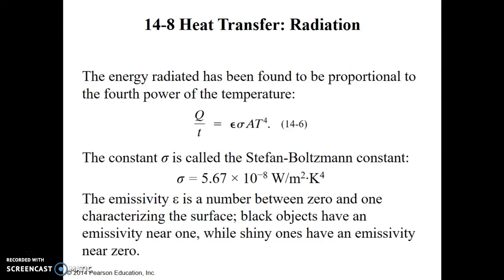Now, it is important to note here that any object that has any temperature above 0 Kelvin, which means you and me and any object at all that's sitting around you right now, has a temperature greater than 0, so it is going to emit radiation. Yes, you just sitting here watching this video are emitting radiation. So with the emissivity, black objects are really good at absorbing and emitting, so they have an emissivity near 1. Shiny objects are reflecting most of that, so they have an emissivity near 0.